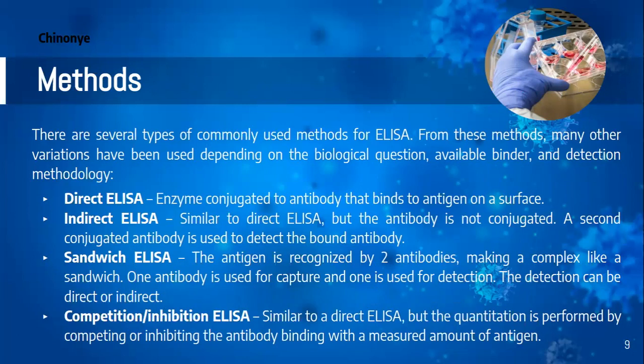The next one is sandwich ELISA, and the antigen is recognized by 2 antibodies, making a complex like a sandwich, and one antibody is then used for capture and one is used for detection, and then the detection can be direct or indirect. The last one is competitive or inhibition ELISA, which is similar to direct ELISA, but the quantitation is performed by competing or inhibiting the antibody binding with the measured amount of antigen.